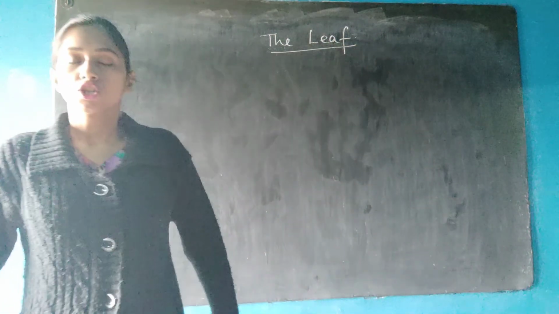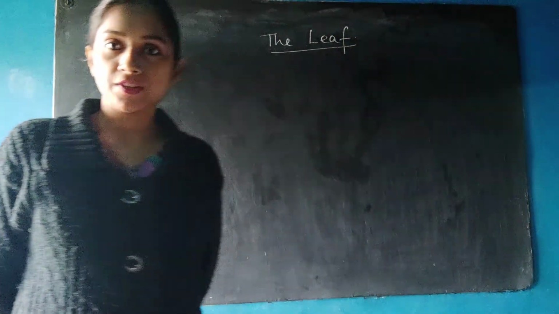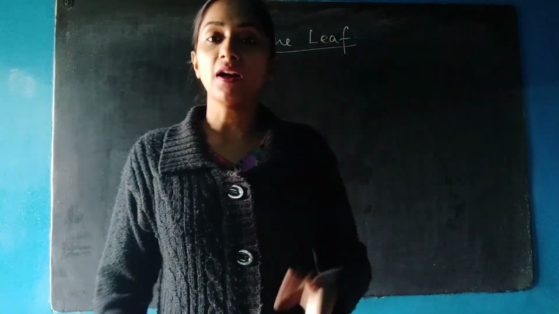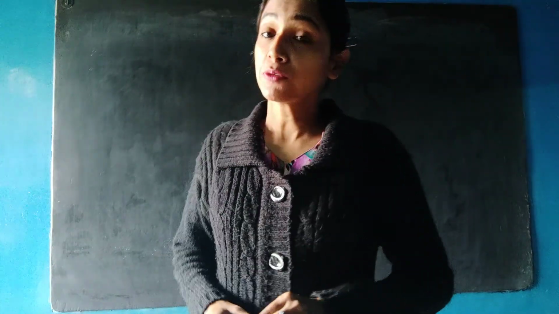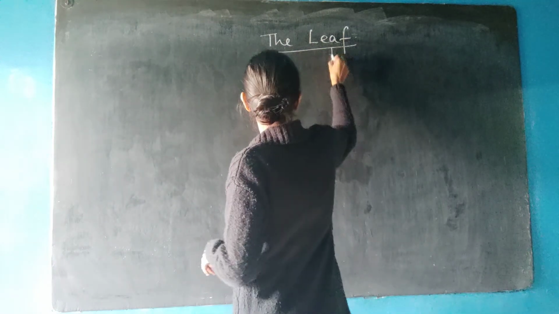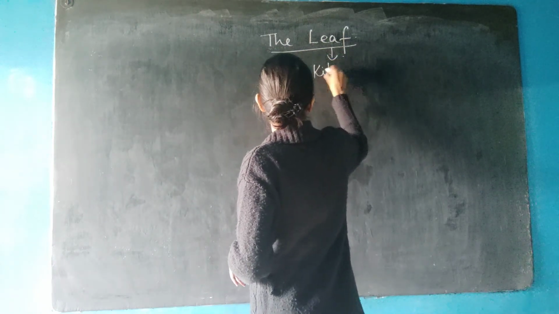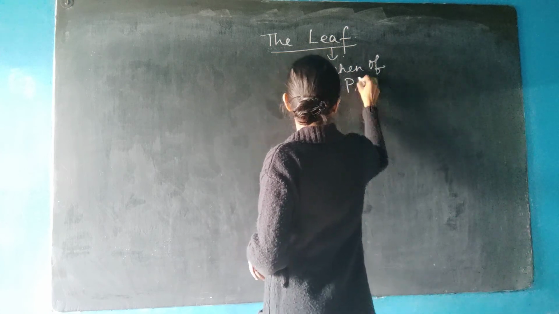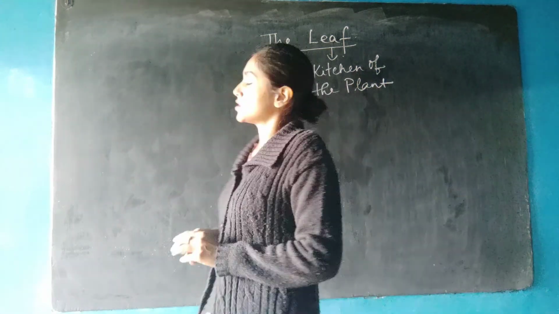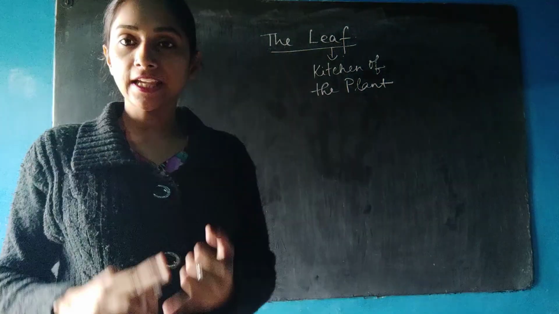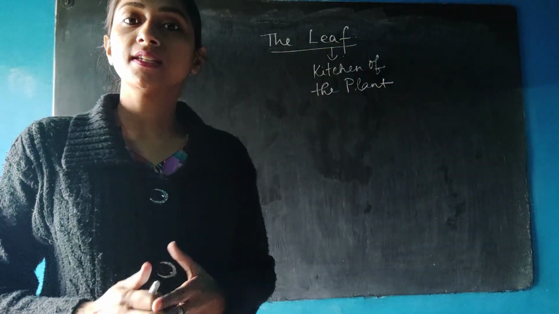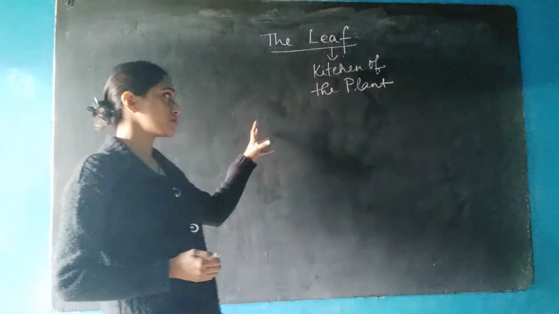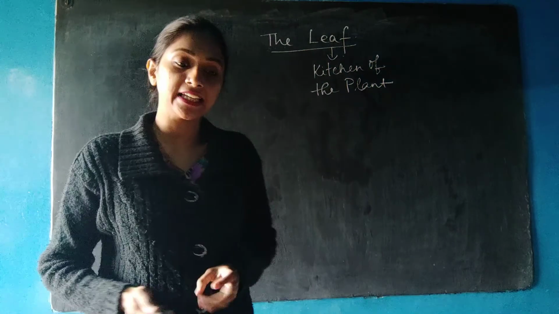The leaf. So what do you mean by a leaf? Leaf, actually what is it? It is present in the plant. It is a part of a plant. One of the important parts. We know that leaf is always termed as the kitchen of the plant, right? So these leaf, root, stems, these are the important parts of a plant, and this leaf is one of the important parts because it is the kitchen of the plant.